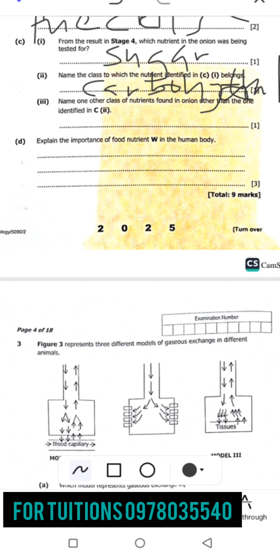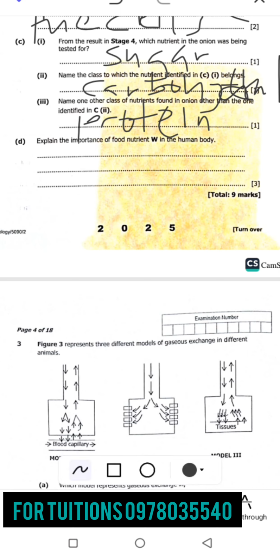Then name one other class of nutrients found in onion other than the one identified. In onion, there are also proteins. There is carbohydrate in onion, there's also proteins, you also have vitamins, you also have fibers. So they are all in onion. If you didn't know that today, you have known that onion has got all those nutrients.